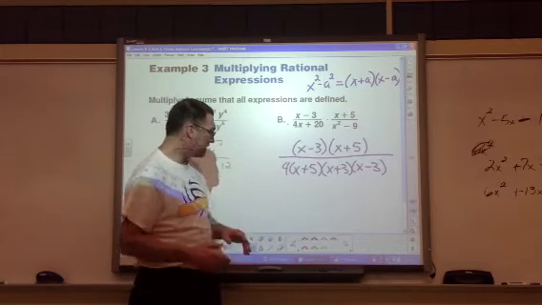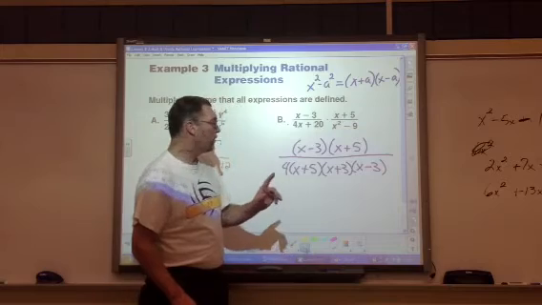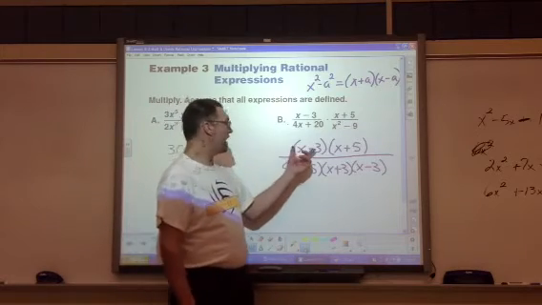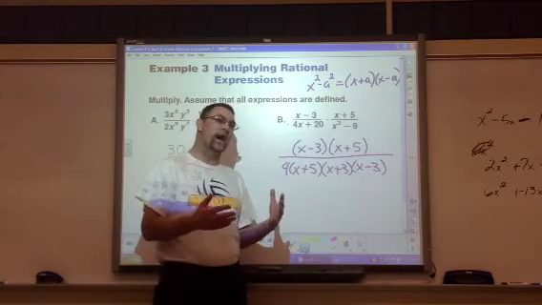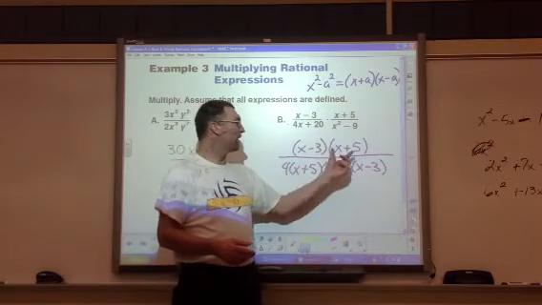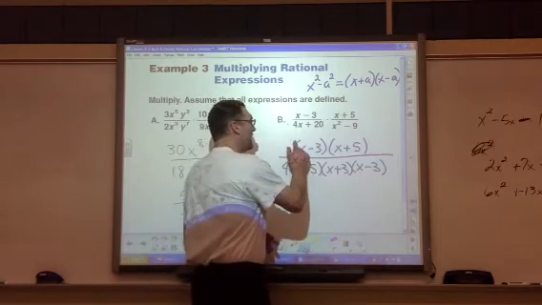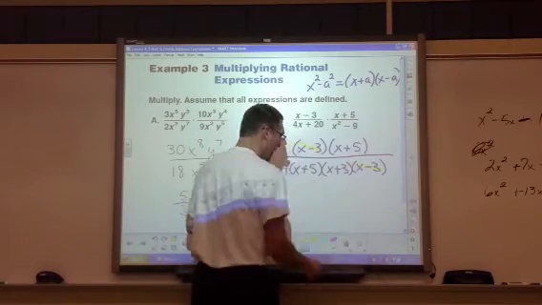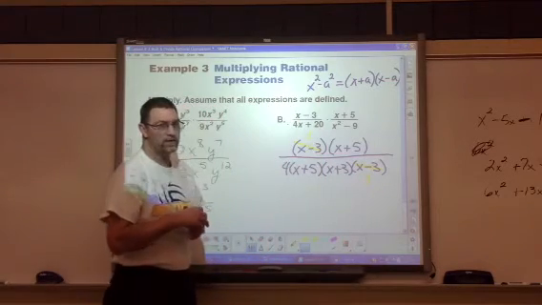So watch how this works. A little reminder that when I cancel, here I have x minus 3 over x minus 3. So remember, we're actually dividing. If I divide x minus 3 by x minus 3, I get 1. So when I cancel these out, I now have 1 in the numerator and 1 in the denominator where those were at.